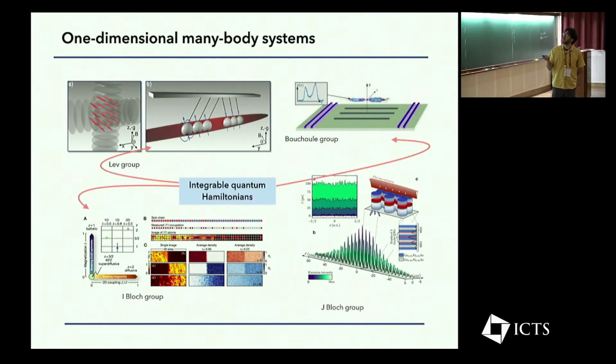A lot of these systems, either if there are bosonic particles or fermionic particles, or in this case spin degrees of freedom, are actually described dynamically by quantum Hamiltonians that are integrable. So if you don't know what it means, I will just tell you in a second. But the focus in the past years has been really on understanding the dynamics of this quite specific type of Hamiltonian that still have a lot of generic properties.